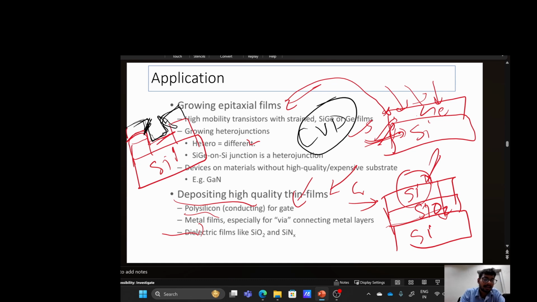High quality SiO2 films, silicon. Yes. Sorry, Anil. Can you please repeat when the device will not work? Okay.